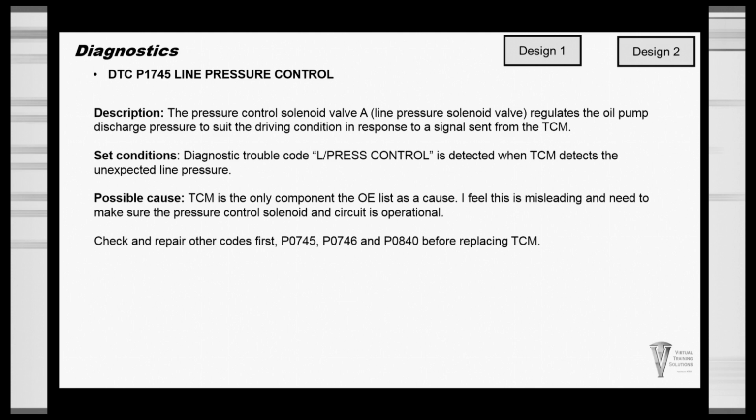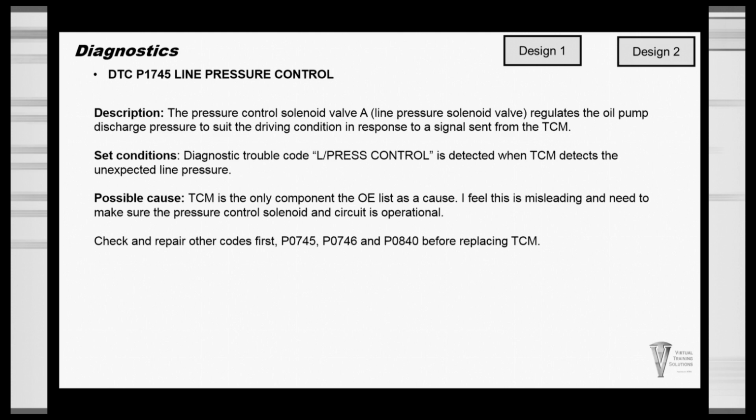For some odd reason, the factory scan tool, and I had to read this over again just to make sure it was correct and I'm not thinking wrong, they say in the factory manual that the TCM is the only component in the list that's going to cause the P1745 code. Very misleading, in my opinion. We need to check the operation in other codes before we do all of this other stuff. But if you get a 1745 code, don't just replace the TCM. You need to make sure all the other codes are fixed first.